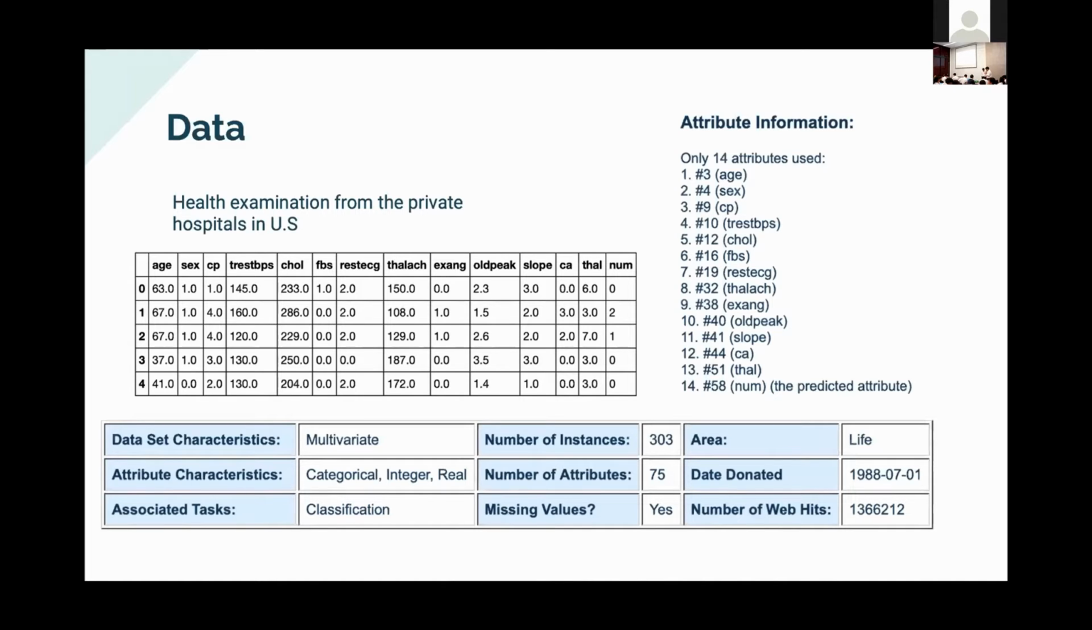chest pain type, which has 4 values: typical angina, atypical angina, non-anginal pain, and asymptomatic. The 4th is resting blood pressure. The 5th is serum cholesterol in mg per dl, and then fasting blood sugar, resting electrocardiography, maximum heart rate achieved, exercise-induced angina, and ST depression induced by exercise relative to rest. Then the slope of the peak exercise ST segment, whose value will be upsloping, flat, or downsloping, and lastly, the number of major vessels.